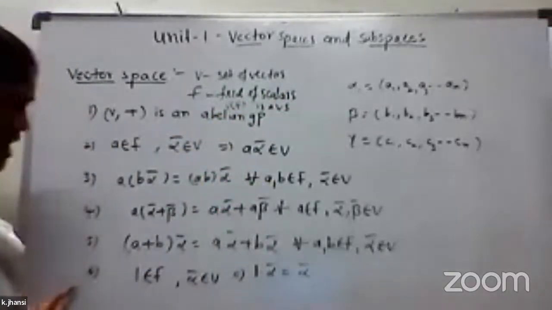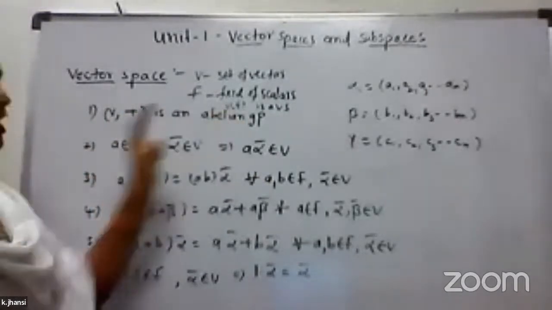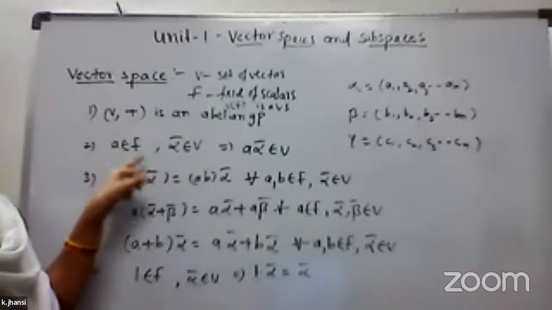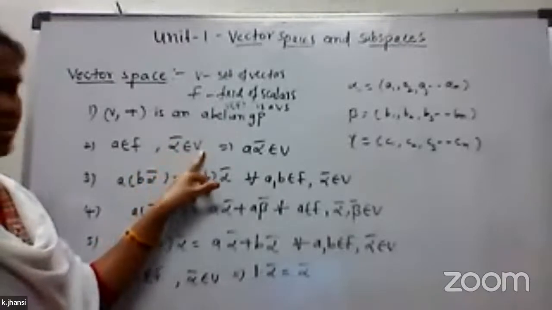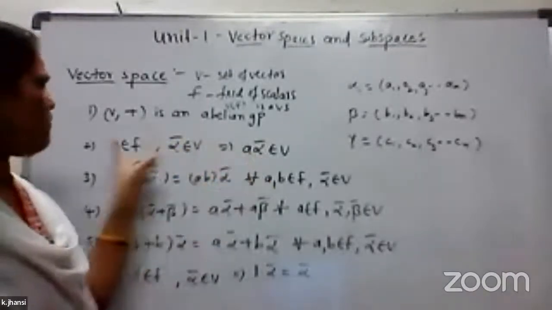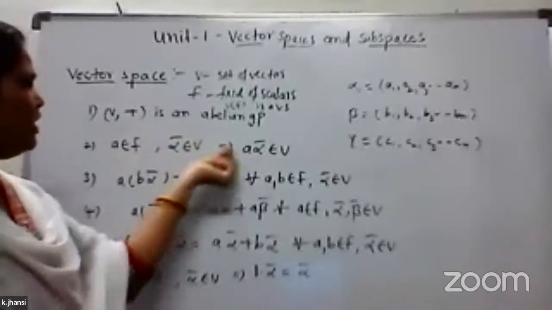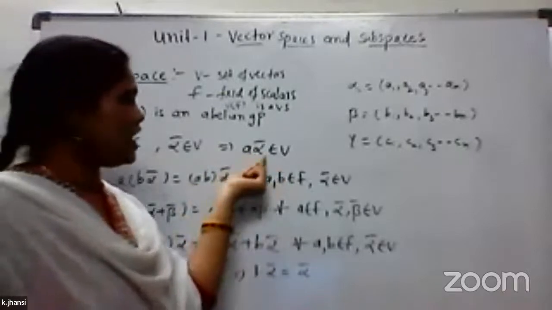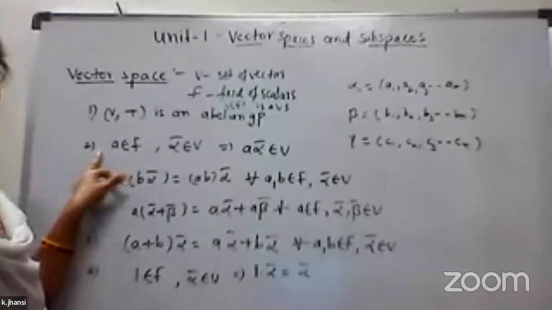So there are 6 conditions. The first condition is that V comma plus is an abelian group. The second one is: if a belongs to F, where F is the field of scalars, and alpha bar belongs to the vectors, then a into alpha bar is the scalar multiplication. The resultant should belong to the set of vectors. So this is the second property.